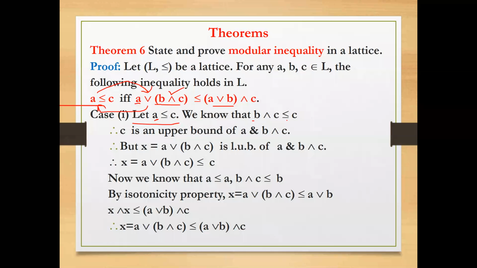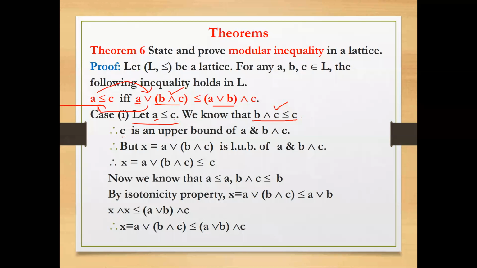So B meet C, we also know that B meet C is less than or equal to C by theorem number 1. Because B meet C is the greatest lower bound of B and C, and it obviously occurs on the left hand side of both the elements. So I have considered only the element C. B meet C is less than or equal to C.